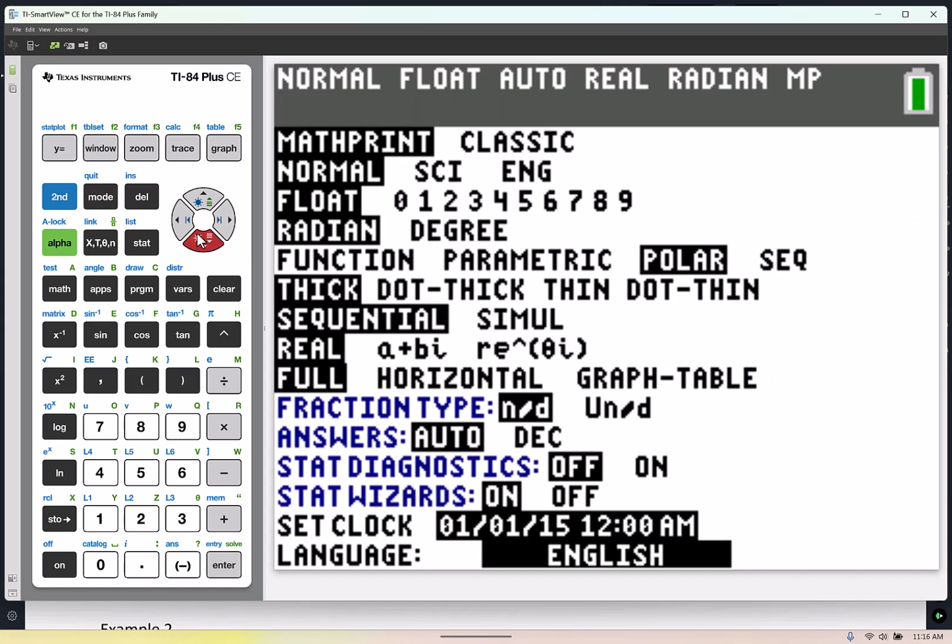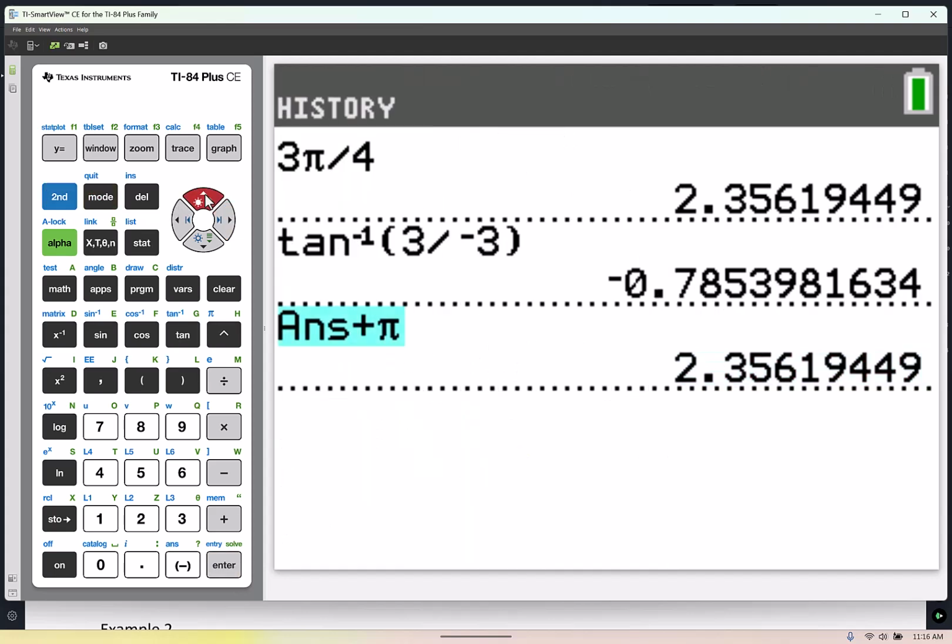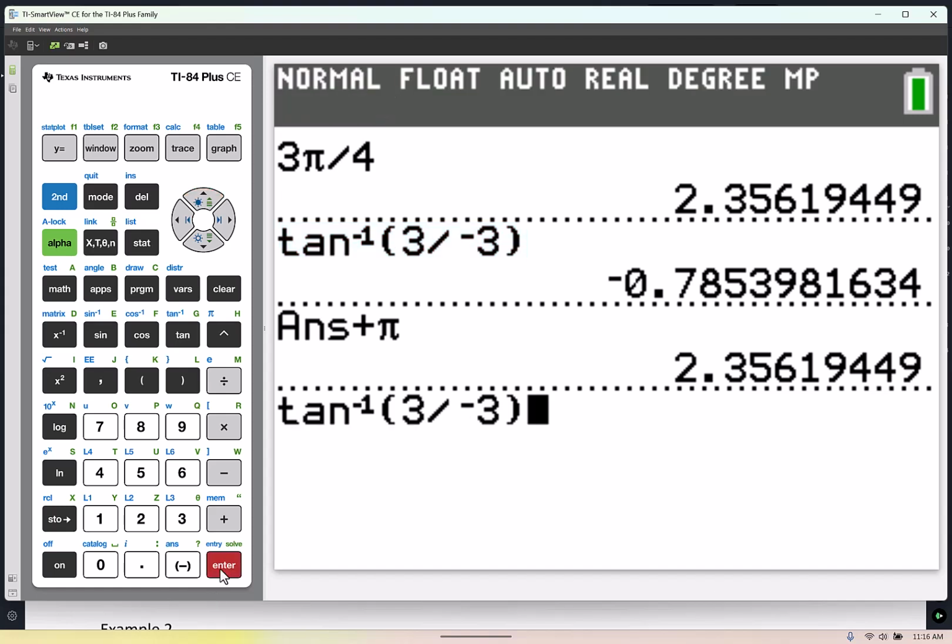Change it to degree mode because all of you seem to be super happy with degrees. So I'll put degrees. And then you just do the same thing. You just go arctan of this, you push enter, negative 4.